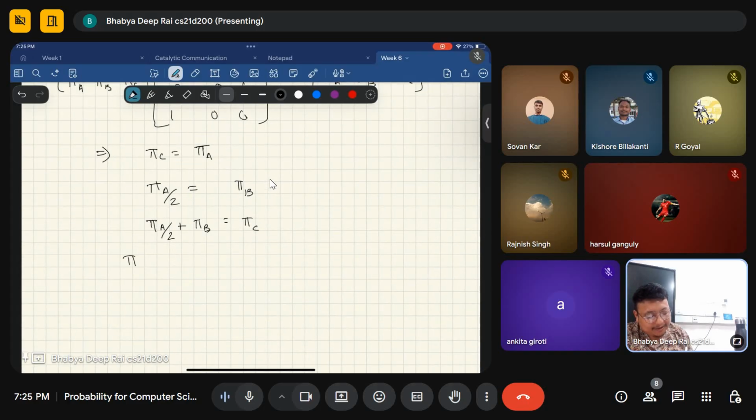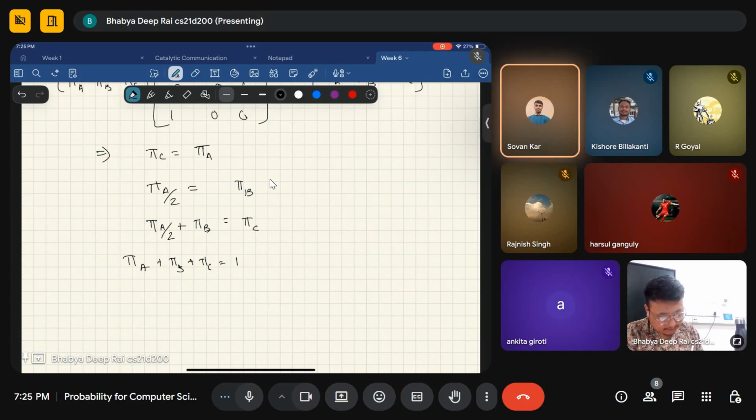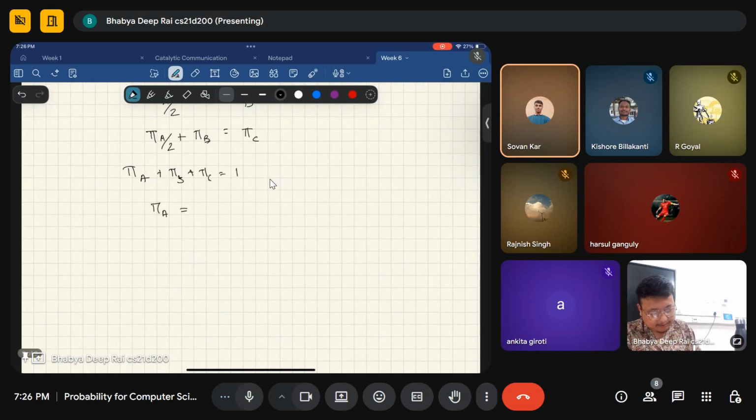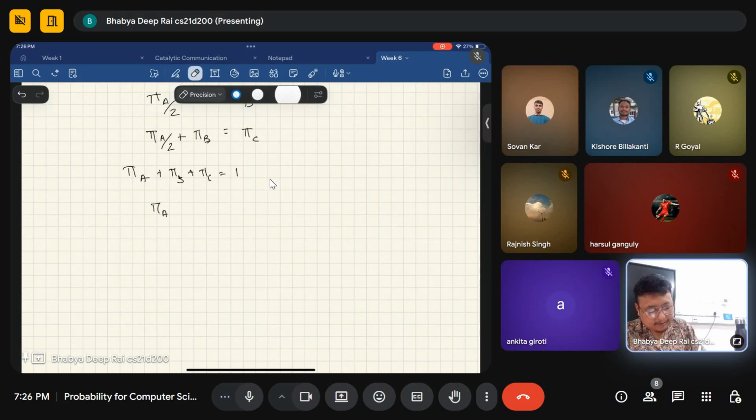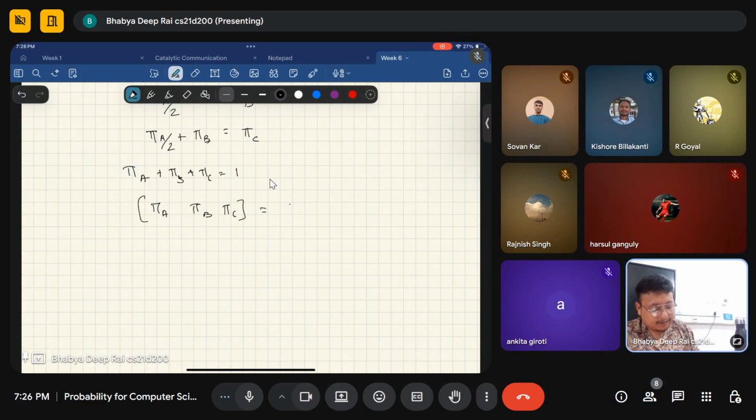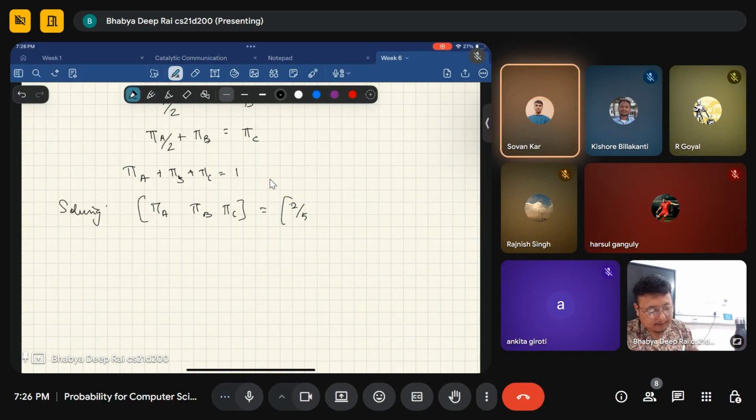And furthermore, we need to use the fact that pi A plus pi B plus pi C equals 1, right? Sir, getting pi A as 2 by 5, pi B as 1 by 5, and pi C as 2 by 5. Yes, correct. Pi A, pi B, pi C is 2 by 5, 1 by 5, 2 by 5. That's correct.